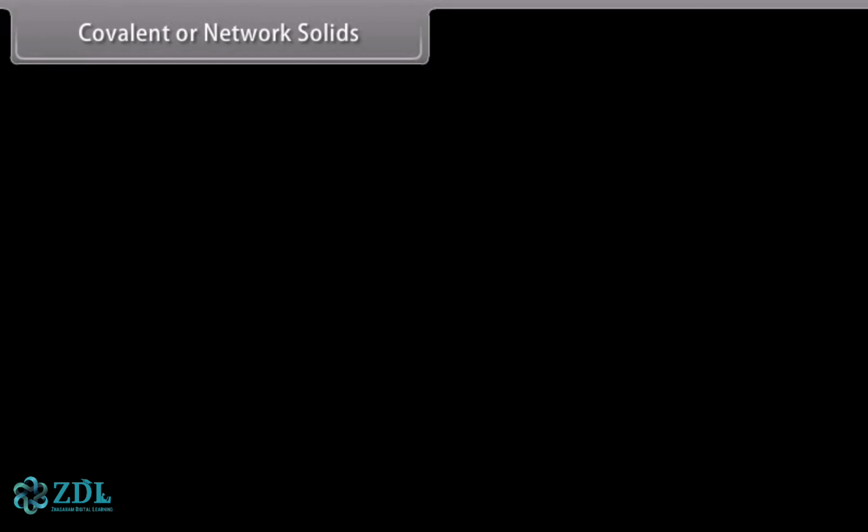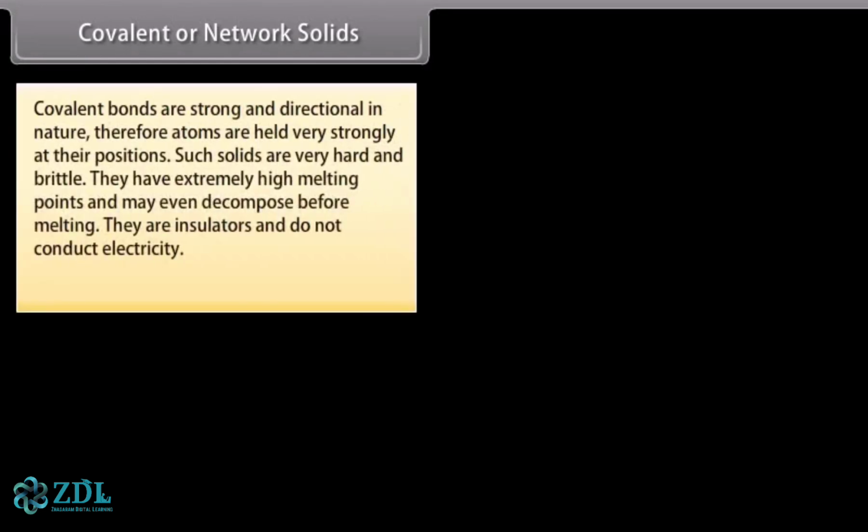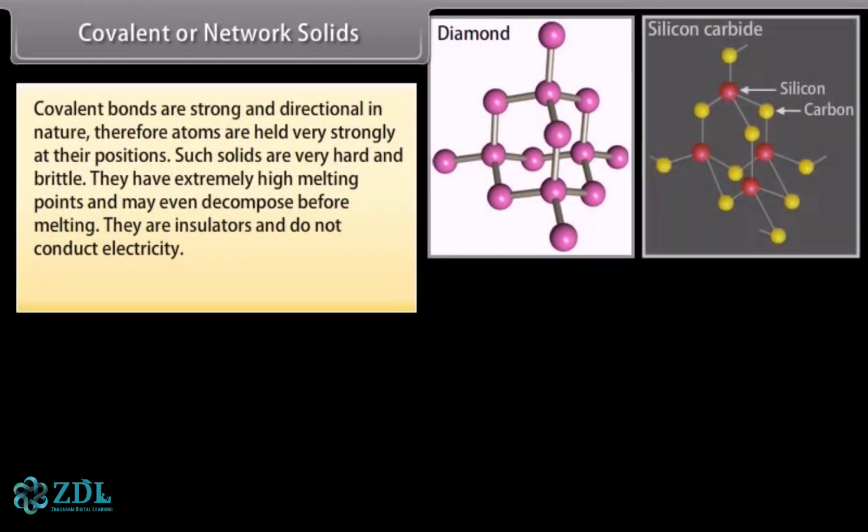Covalent or network solids. Covalent bonds are strong and directional in nature, therefore atoms are held very strongly at their positions. Such solids are very hard and brittle. They have extremely high melting points and may even decompose before melting. They are insulators and do not conduct electricity.